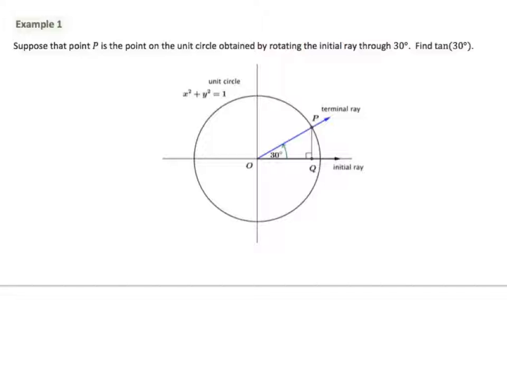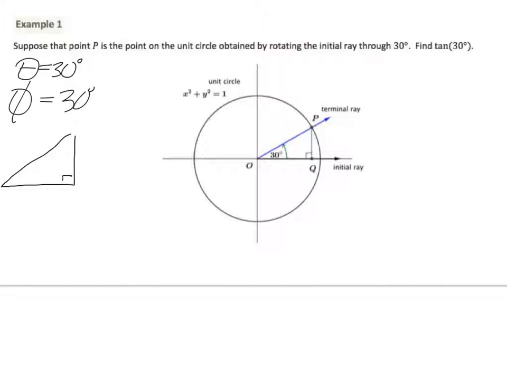Okay, let's do an example. So we've talked about the tangent function and its range. Let's see if we can apply a little bit of this knowledge to a few problems. Suppose that point P is the point on the unit circle obtained by rotating the initial ray through 30 degrees. So theta equals 30 degrees, which is also our reference angle, just to remind yourself about the past lessons.